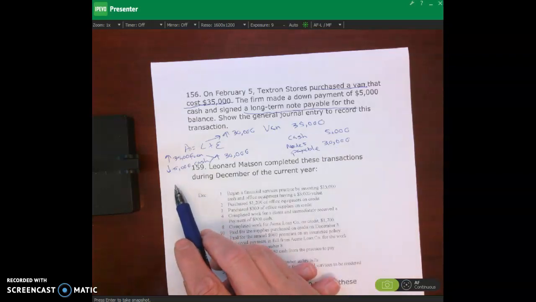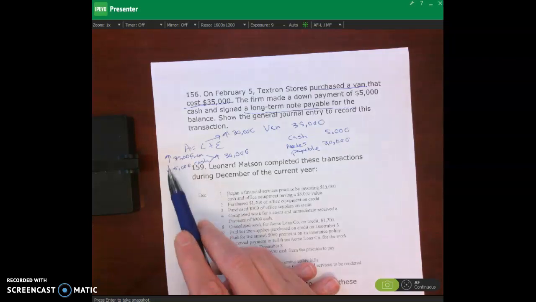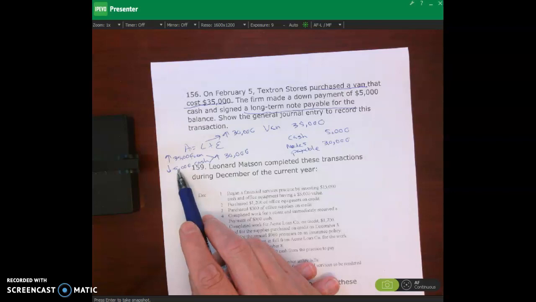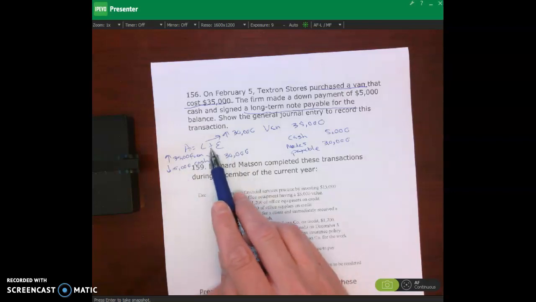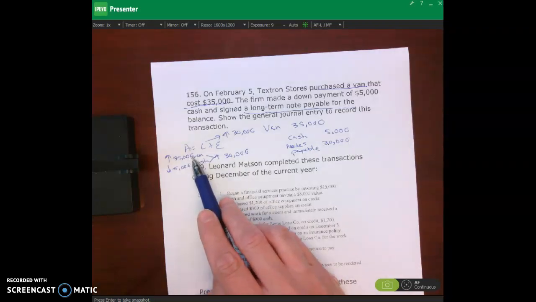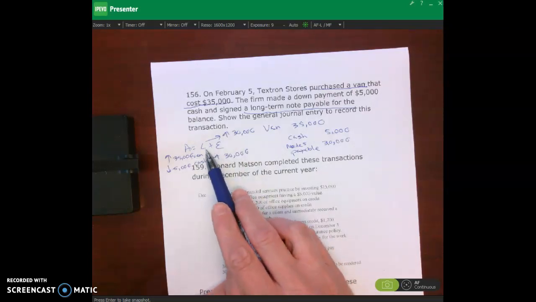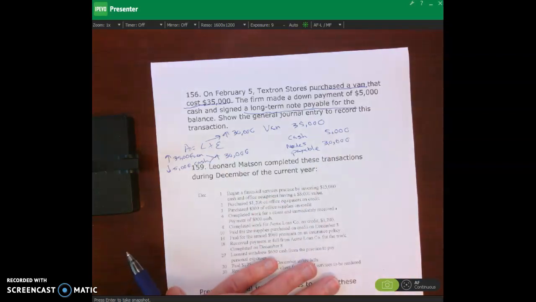How does this keep the accounting equation in balance? One asset, van, is going up by $35,000. Another asset, cash, is going down by $5,000, and liabilities are going up by $30,000. So assets net are going up by $30,000, because van went up by 35, I'm sorry, and cash went down by 5, which means it went up net 30. Liabilities increased $30,000, and that's how it keeps the accounting equation in balance.